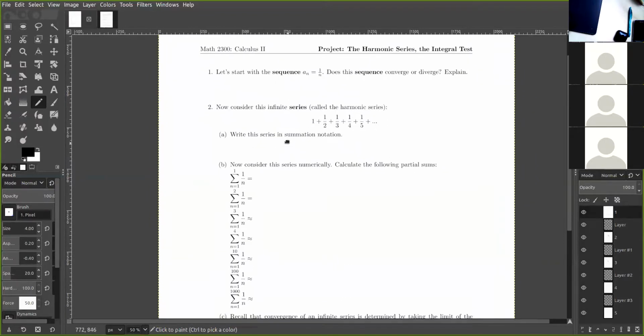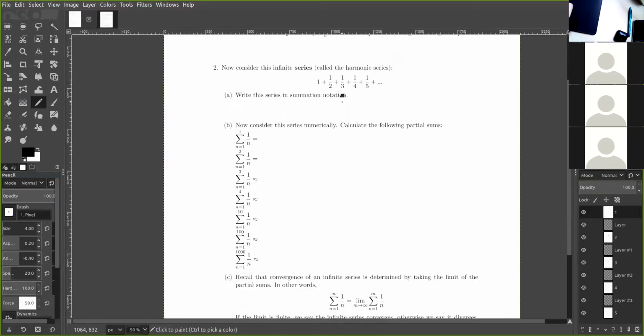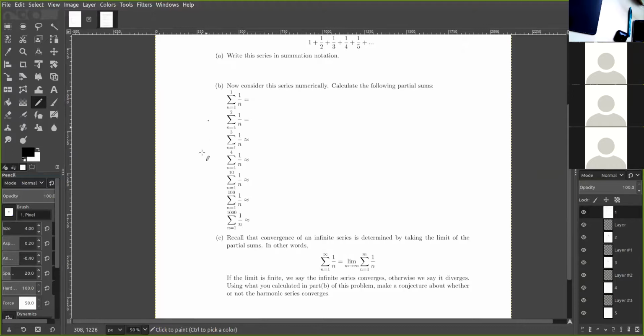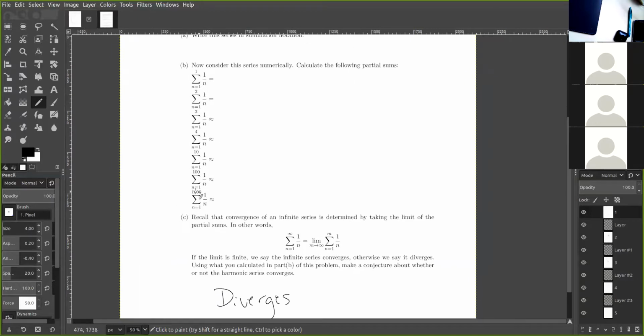Some of this we've already seen, so I want to skip through a lot of this. Of course, we've got our a_n, and a_n is 1 over n. We want to know, does it converge or diverge? We've seen the explanation for this. It has us do this first step, compute the first 1,000 terms, or however many finite number of terms. We've seen why this diverges. So we already know it diverges.